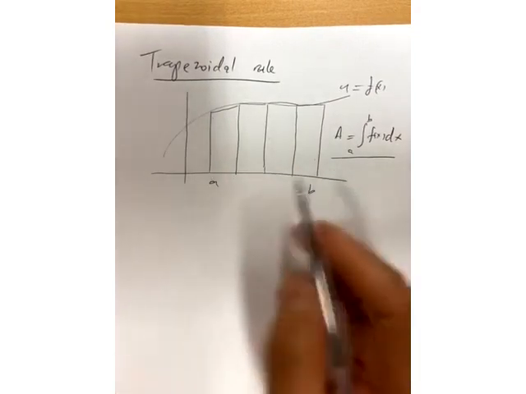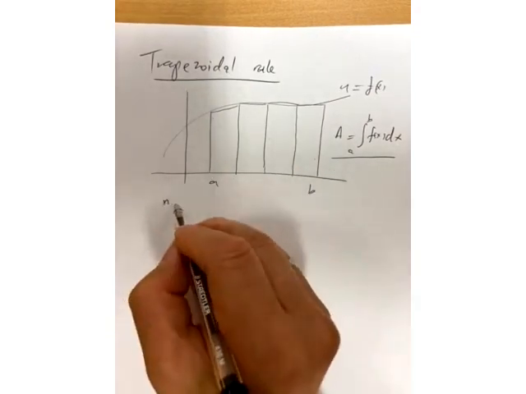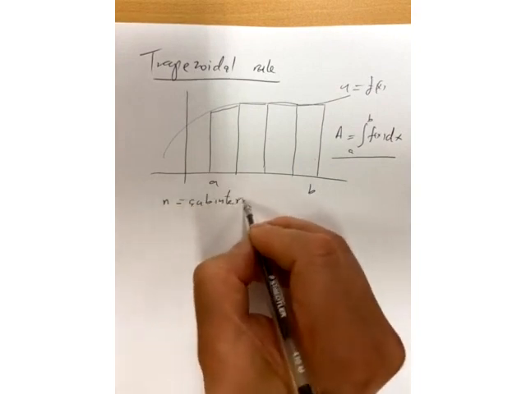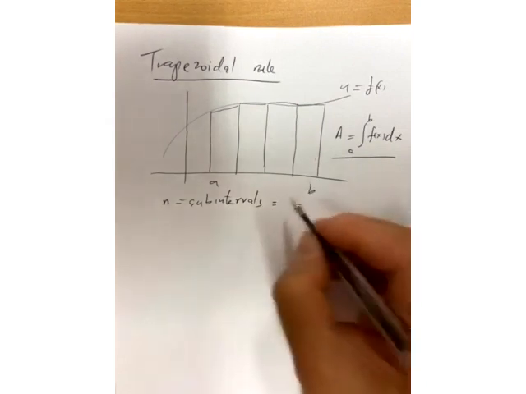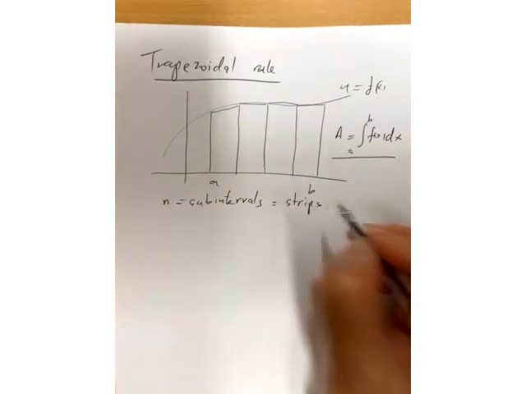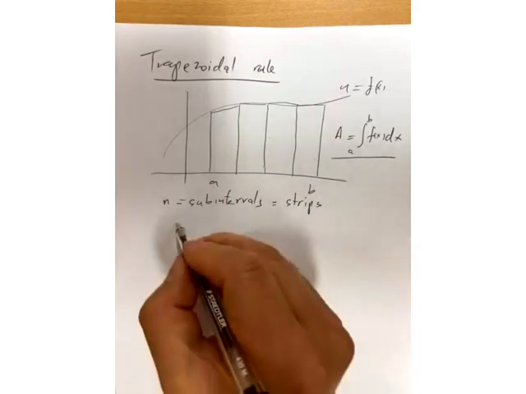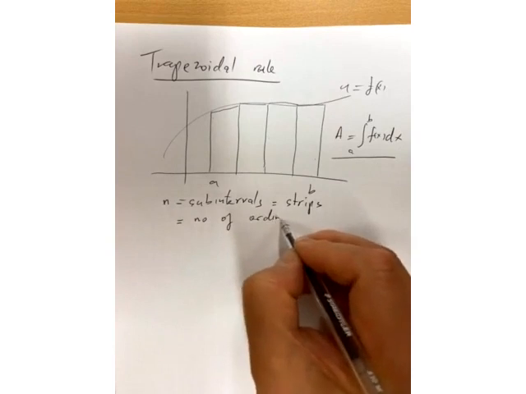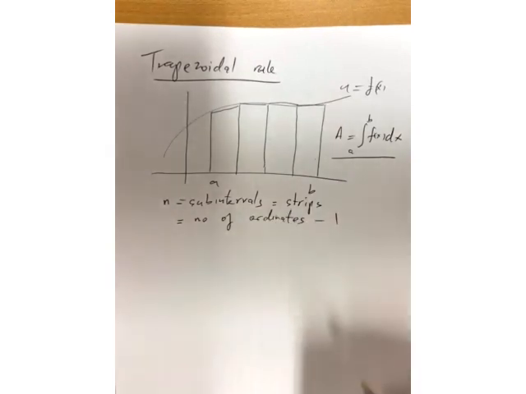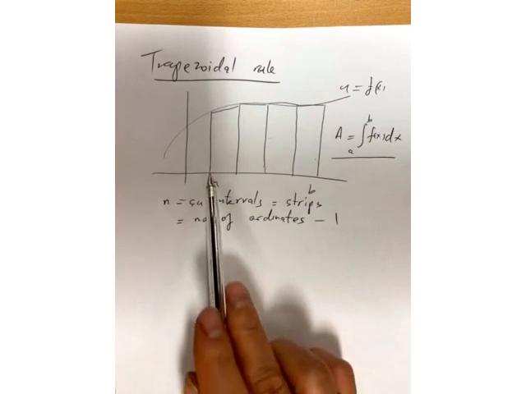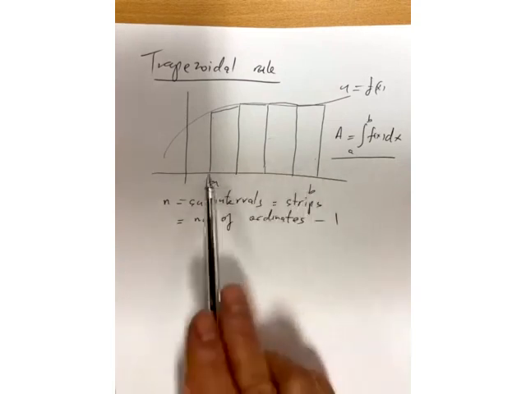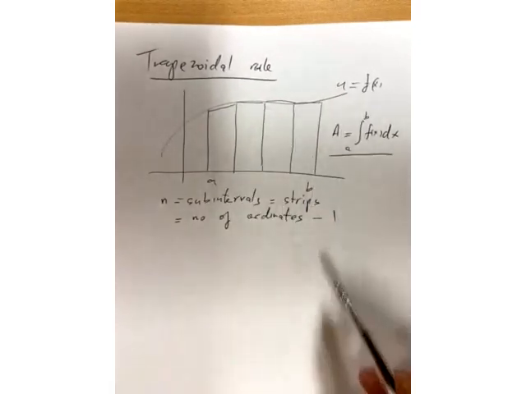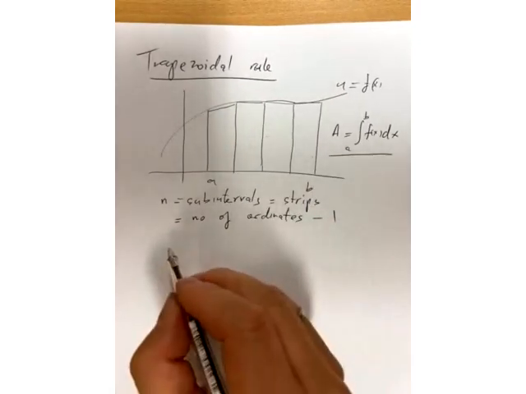So let's say you divide this up into n subintervals. So n is the number of subintervals. It's also called the number of strips. And the number of subintervals is actually the number of ordinates, which are the y values, minus 1. So if you have 4 strips, 1, 2, 3, 4, you have 1, 2, 3, 4, 5 function values, the y values that is, or the ordinates. The ordinates are the y values.